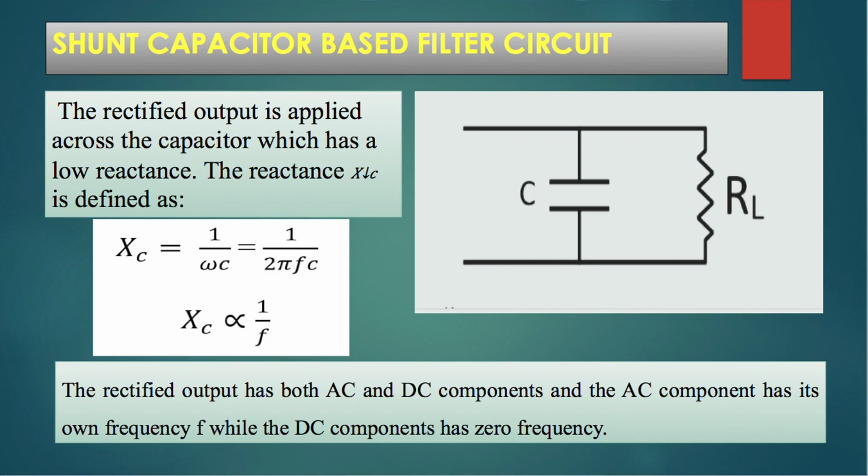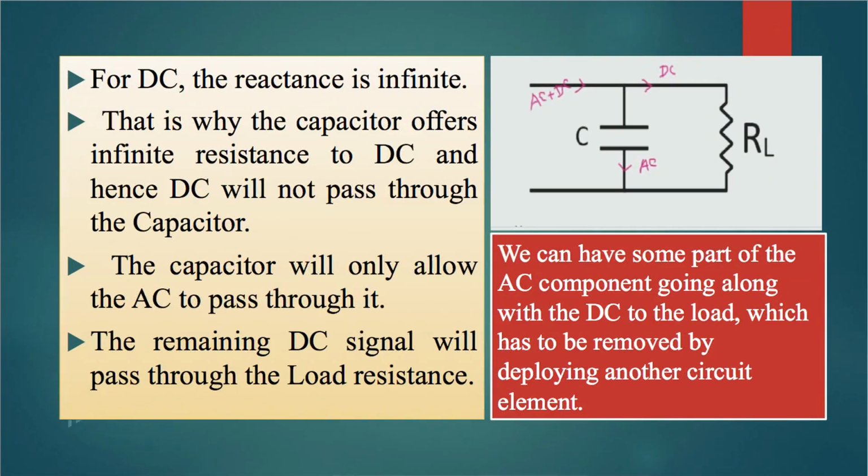The rectified output has both AC and DC components, and the AC component has its own frequency f, while the DC component has zero frequency. For DC, the reactance is infinite. That is why the capacitor offers infinite resistance to DC, and hence DC will not pass through the capacitor. The capacitor will only allow the AC to pass through it. The remaining DC signal will pass through the load resistance, and that can be seen in this figure.